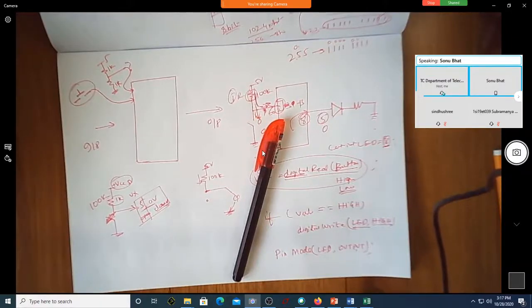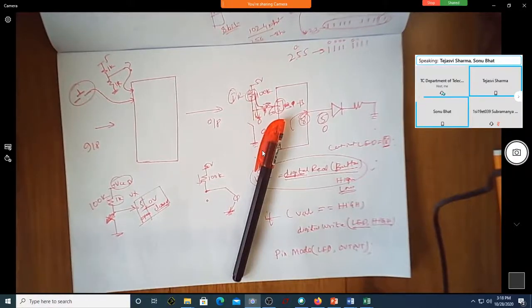When there's a square wave and we take its average, when the square wave is high it's 5 volt, and when it's low it's 0 volt. When the time it is on high and the time it is on low are equal, then the average will be 2.5 volt. That we'll get as an average DC.